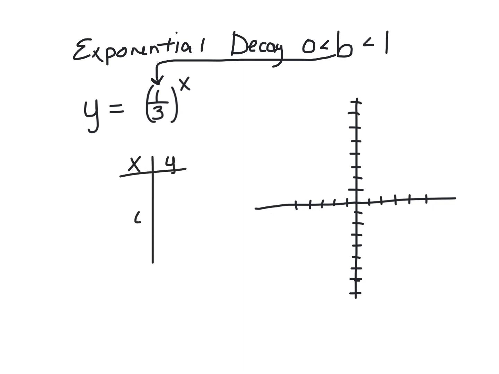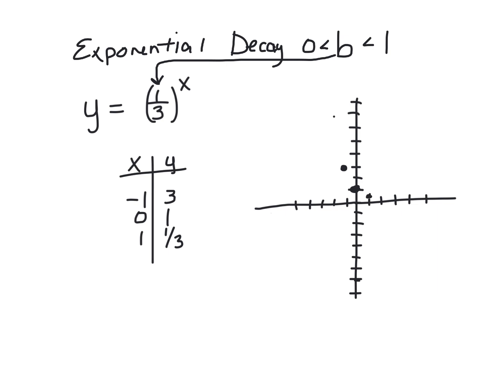We're still going to have 0, 1, because anything to the 0 power is 1. When x is 1, 1/3 to the 1 would be 1/3. So I'm going to have the point 1, 1/3 right there. And then if x is negative 1, remember it flips it. So 1/3 to the negative 1 would be a positive 3. And I'd have the point negative 1, 3. All right, so you can basically see here that this is the reflection of the 3 to the x graph.